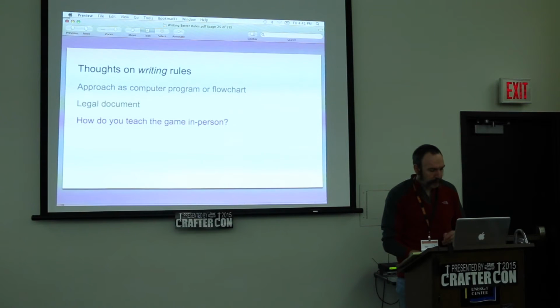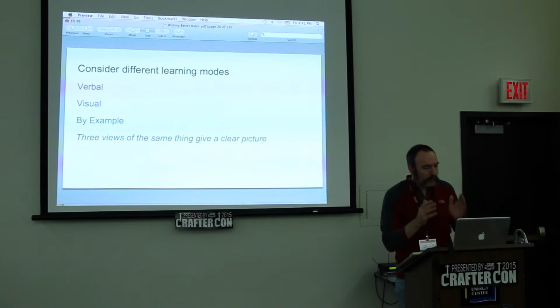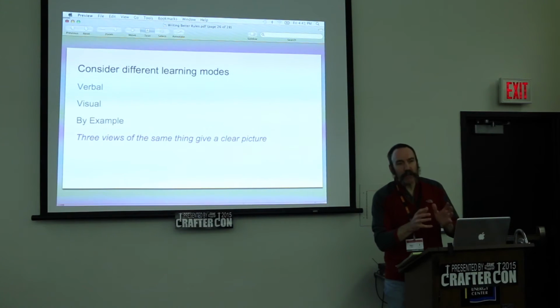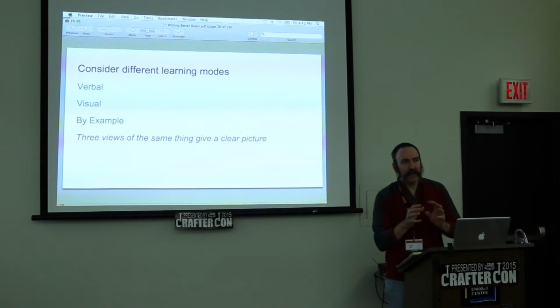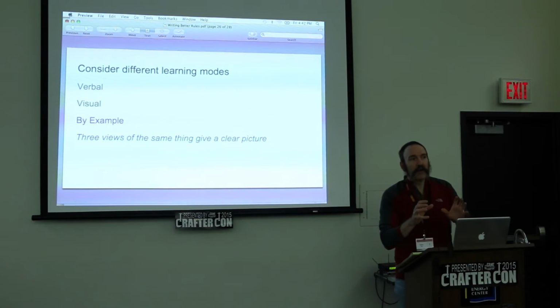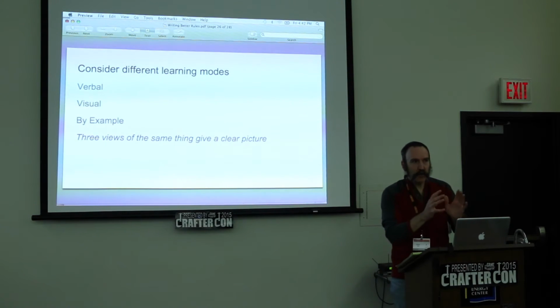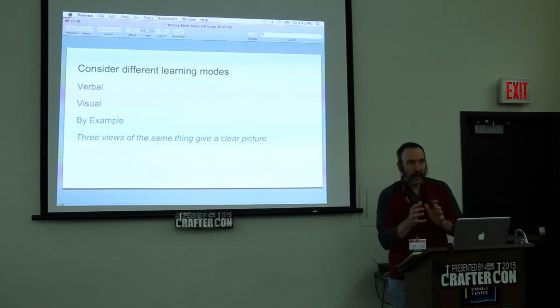There are effectively three different learning modes. There's verbal, there's visual, and there's by example. So in a rules document, you're going to write out a bunch of stuff, and anytime you have a kind of complex interaction, it's helpful to have an example of it, either a visual example or a written example.